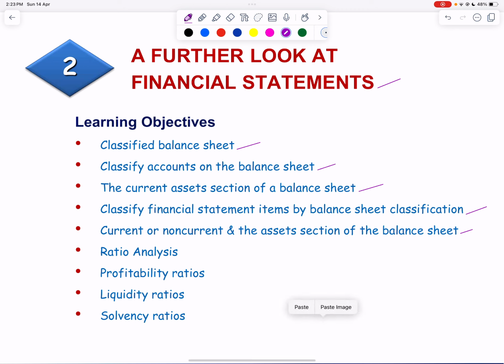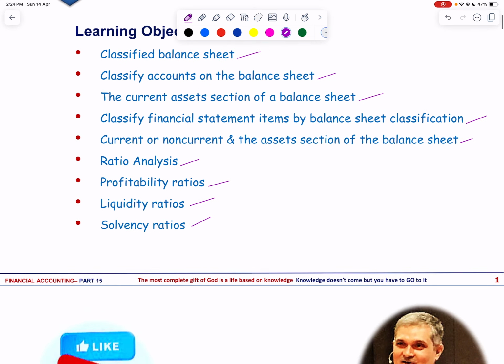We will solve exercises on ratio analysis. We will compute and interpret profitability ratios. We will compute liquidity ratios and compare results discussing their findings. And finally, we will compute and interpret solvency ratios.